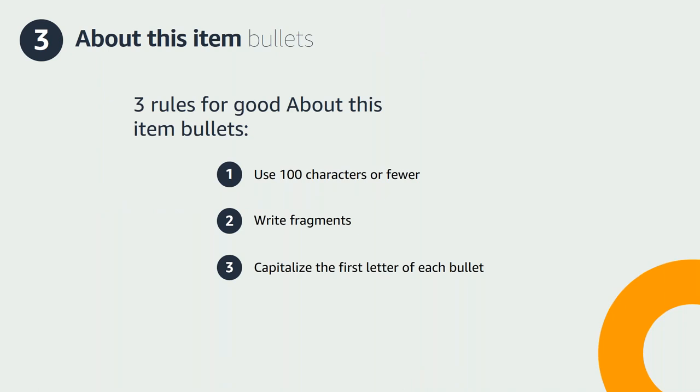The next key component of a product detail page is the About This Item section, which provides customers with top-line product features and qualities. When drafting content for this section, follow three basic rules. Write bullets that are 100 characters or fewer. Just like titles, less is usually more. Write using fragments. There's no need to write full sentences. Capitalize the first letter of each bullet. Unlike titles, you don't need to capitalize each word.